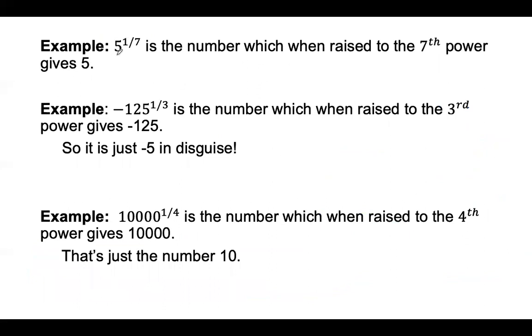So an example here, 5 to the exponent 1/7 is that number which when raised to the 7th power gives 5. So it is that number, so 5 to the exponent 1/7, let's rewrite it. When it's raised to the 7th power, gives, what is the answer to this? 5, yeah, perfect. I'm just making sure you're kind of listening. Good.